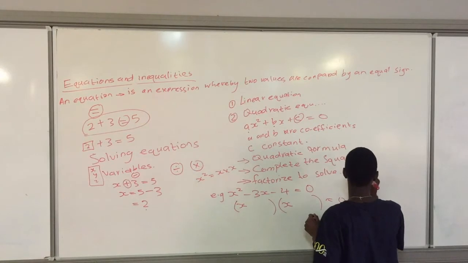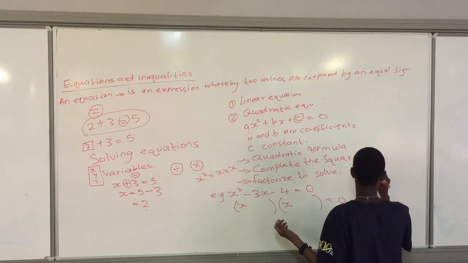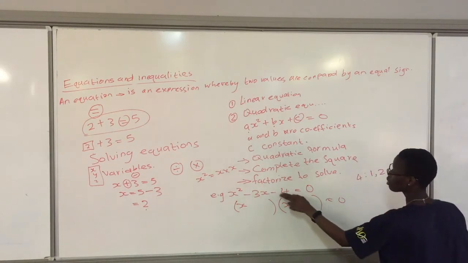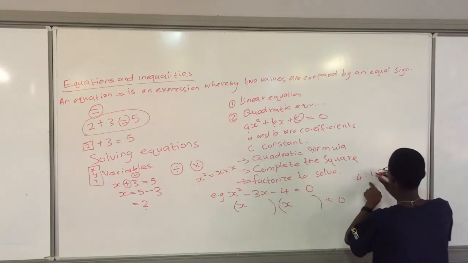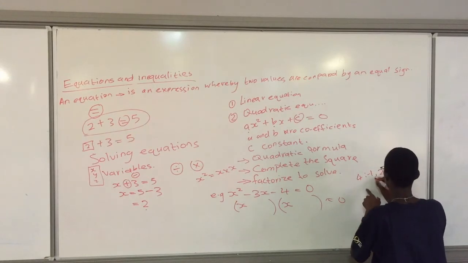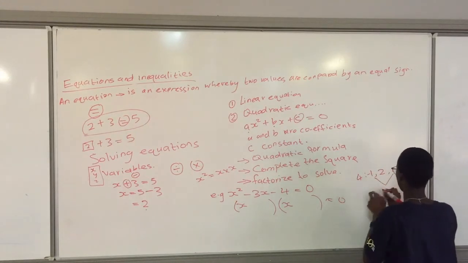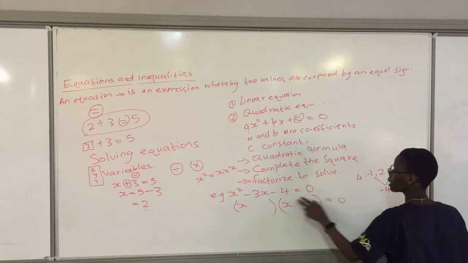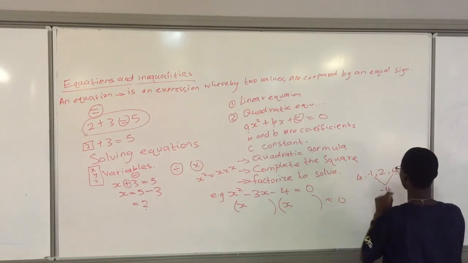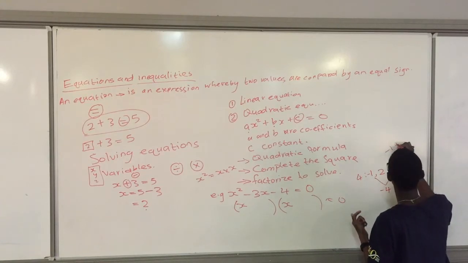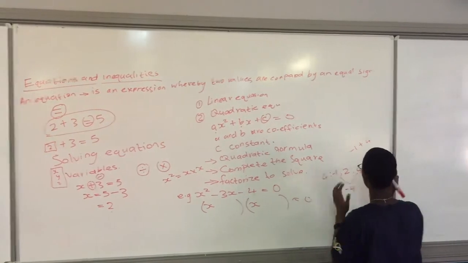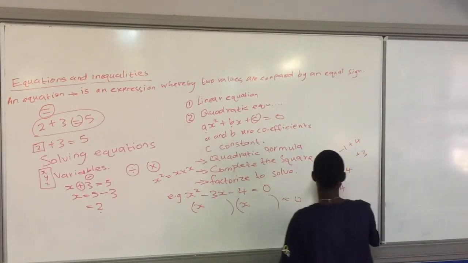Let's check the factors of 4: 1, 2, and 4. It has to give you minus 4. Let's take minus 1 times 4, how much is it? Minus 1 times 4 is minus 4. Good, it gives us minus 4. But then, minus 1 plus 4, how much is it? It's positive 3. Oh my gosh, it's not working. Let's remove this one.